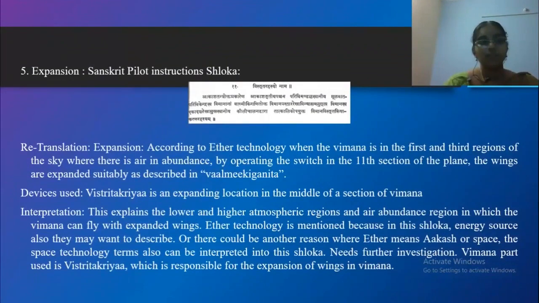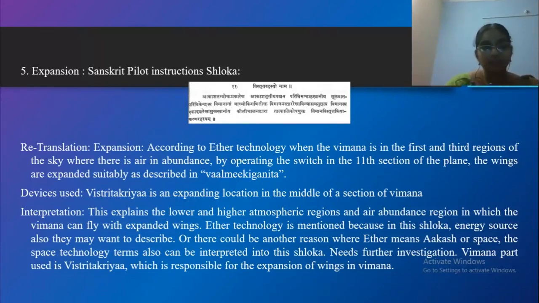Now expansion is also there, with a similar mechanism. Expansion according to ether technology: when the Vimana is in the first and third regions of the sky, where there is air in abundance, by operating the switch in the 11th section of the plane, the wings are expanded suitably, as described in Valmiki Ganita. The Vistrita Kriya is the device responsible for this, as per my research. It is an expanding location in the middle section of the Vimana.